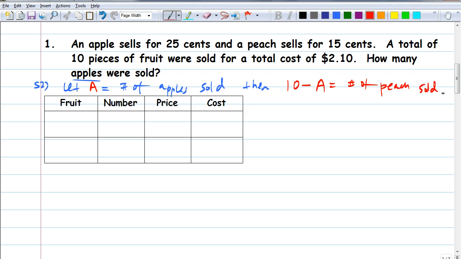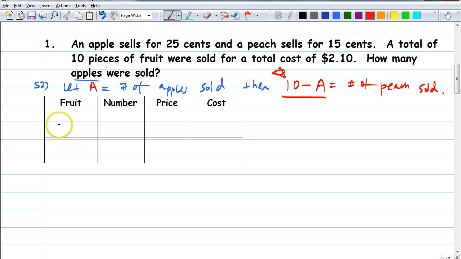So please, this is the important part right here. A lot of times people forget how to get the number of peaches. Well, you have to use a little bit of logic here, right? If there are 10 total and there are only 2 items, of course it's 10 minus one of the items. Is that right, guys? Okay, are we okay with this?